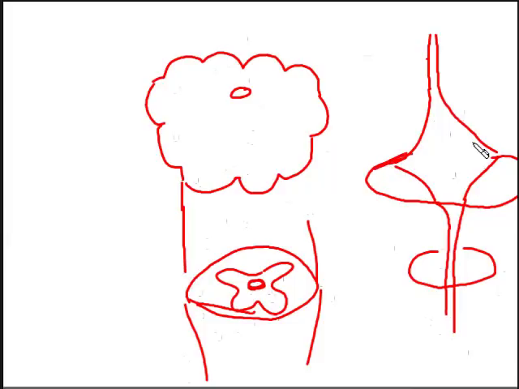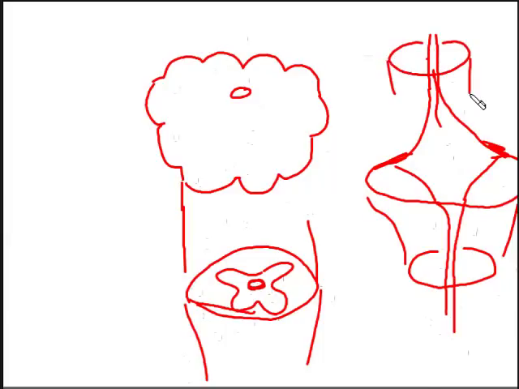That is why the floor of the fourth ventricle is formed by the pons and the upper part of the medulla. It's only in the lower part of the medulla that the central canal is present. And then this again becomes central. So when we reach the midbrain, again the central canal is in the center of the midbrain.